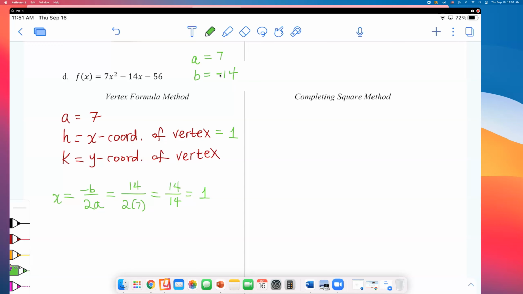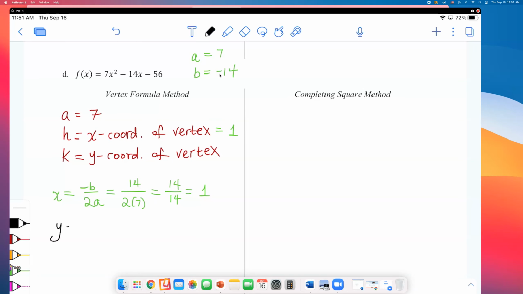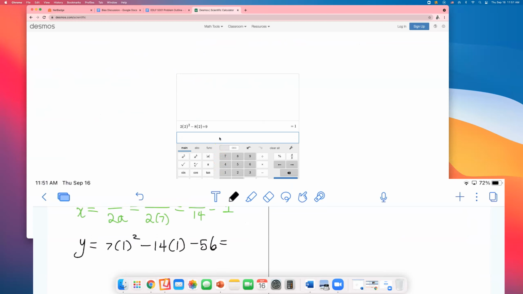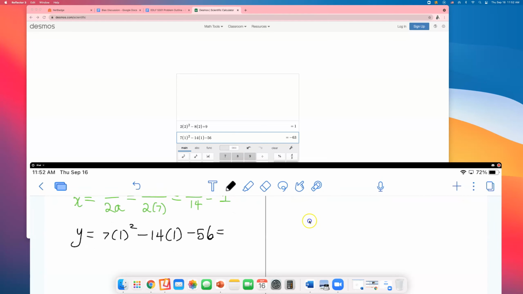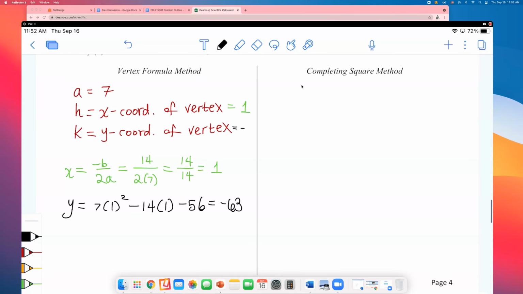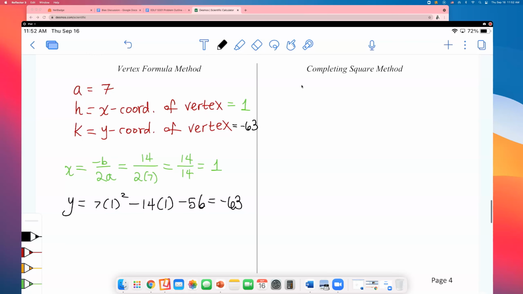Now let's find the k value, the y-coordinate of the vertex, by plugging this x value into the function. Y is 7 times 1 squared minus 14 times 1 minus 56. Simple plugging in. I can just go ahead and use the calculator. I do 7 times 1 squared minus 14 times 1 minus 56. And that comes out to be negative 63. So we found everything that we need to write our equation in vertex form.